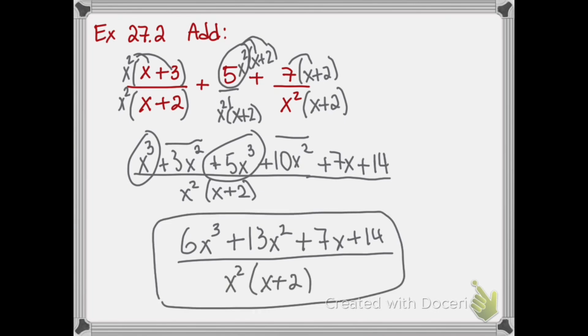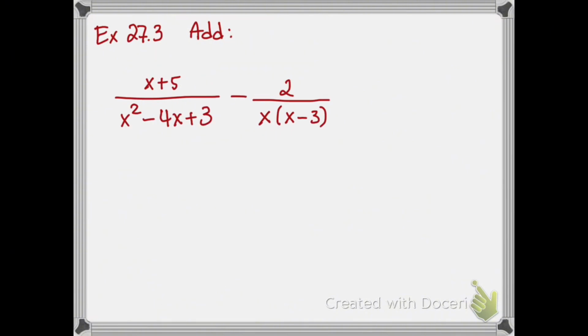And that's our answer. For the next one, we have to first factorize, because we need to know what the factors are so that we can find the LCM. So we put the x and the x, and we look for two numbers that multiply to give me positive 3, and added give me negative 4. Negative 3 times negative 1 is positive 3, and negative 3 plus negative 1 is negative 4. So that would be the answer for that factorization.